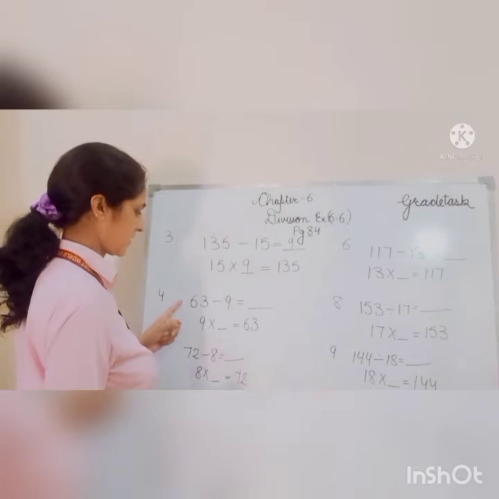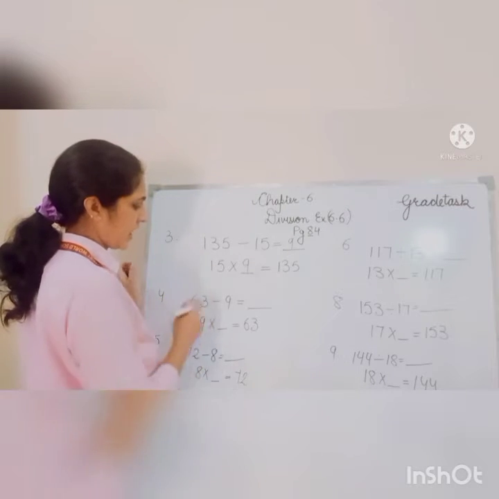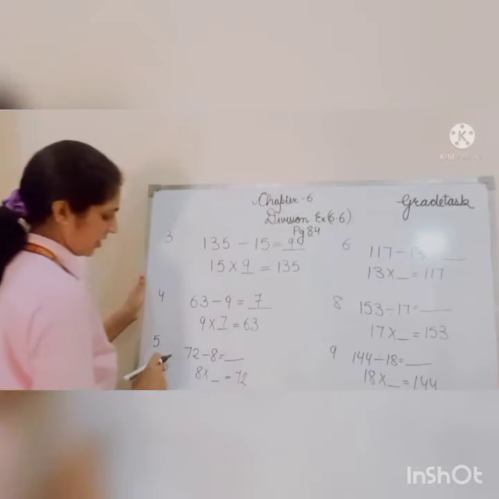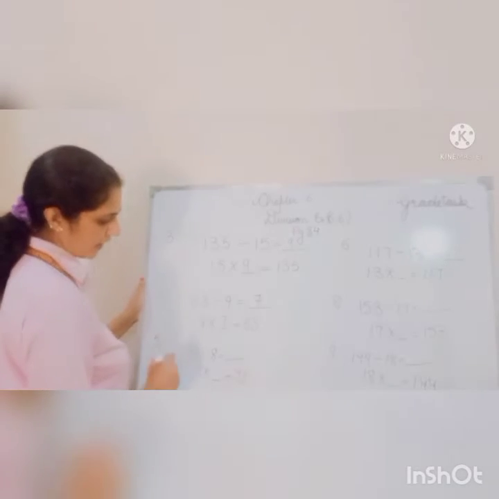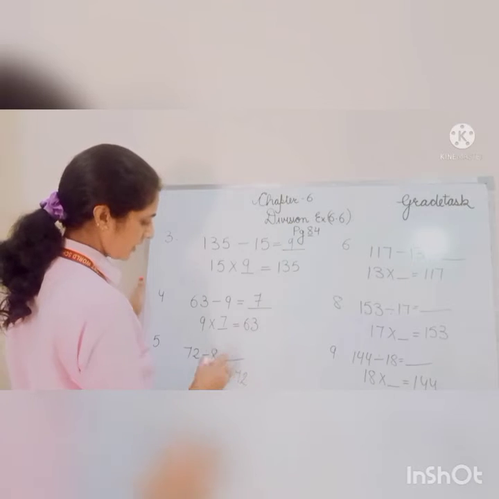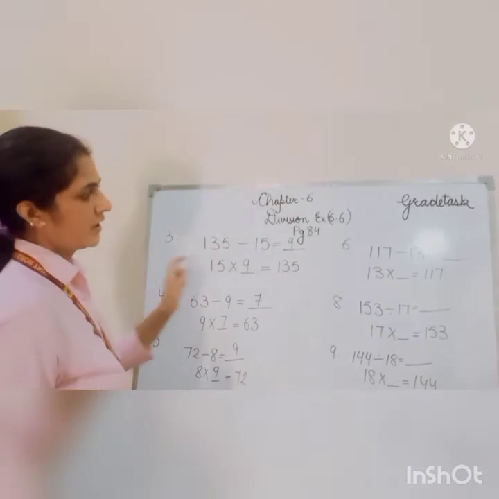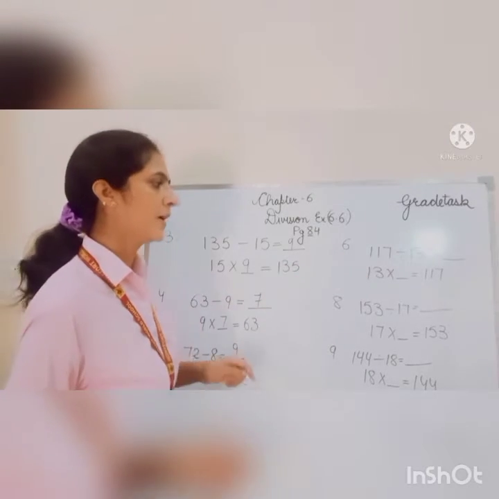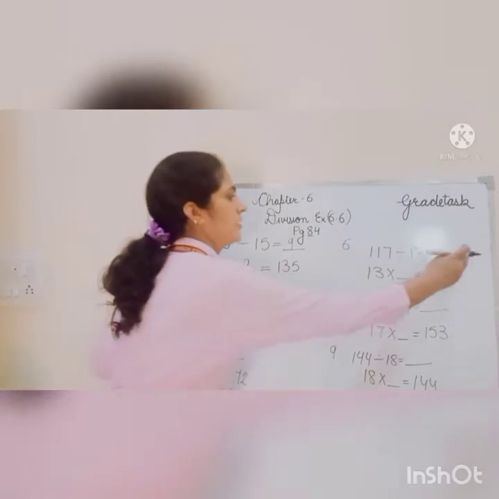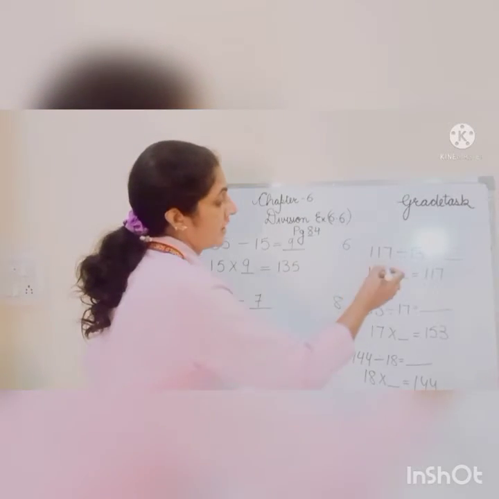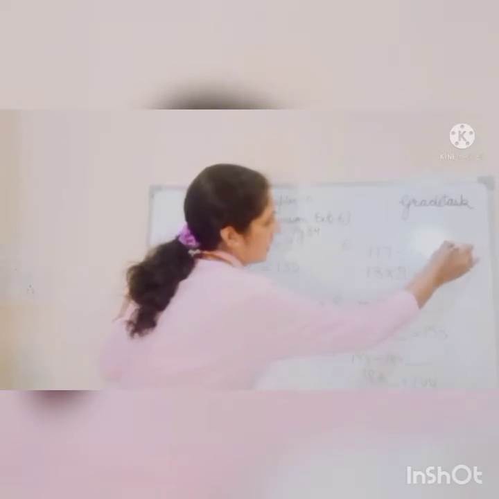These are simple. 63 divided by 9. So in the 9 table, where are we getting it? 9 sevens, so 7 will come. 72 divided by 8. It is 8 nines are 72. So here also it will be 9. 117 divided by 13. So in the 13 table you will see where we are getting 117. So 13 nines are 117. So 9 will be here.